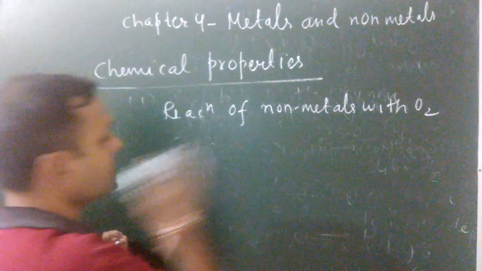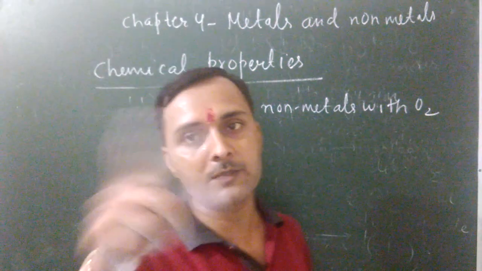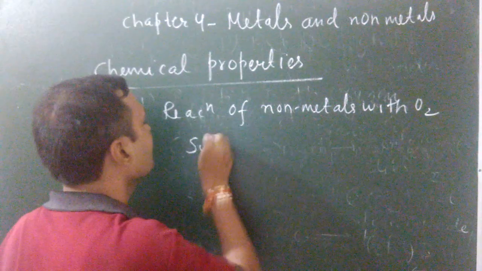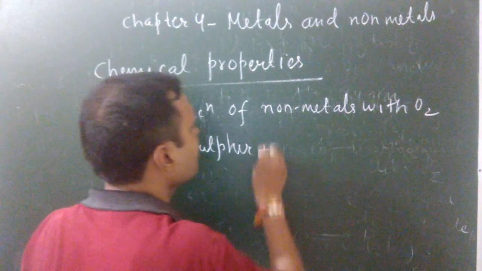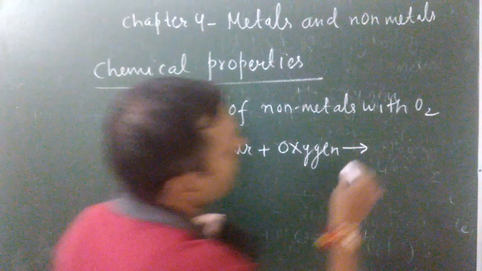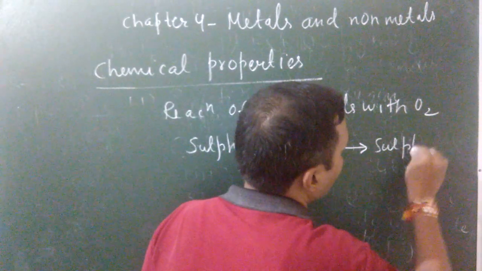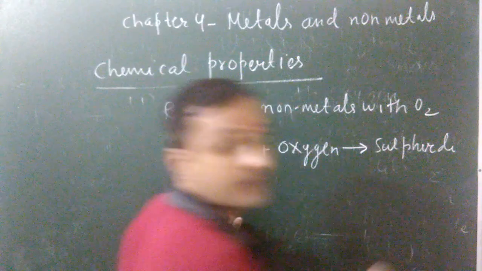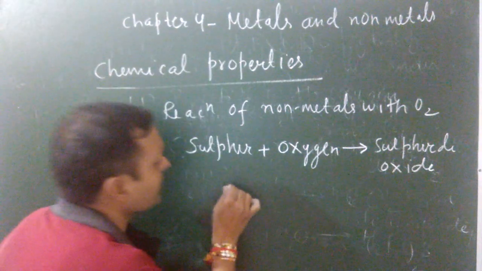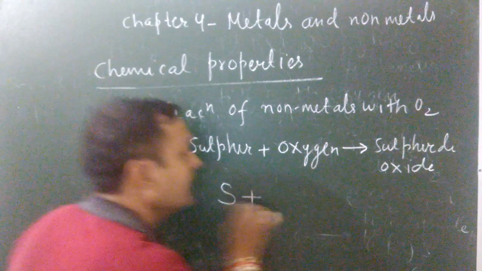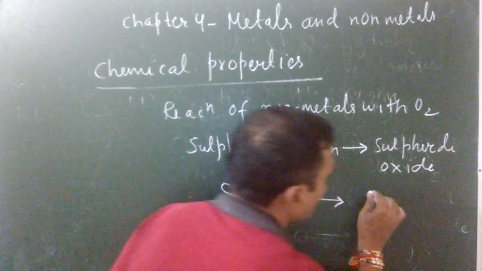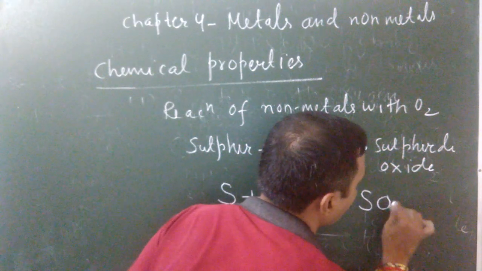Reaction of oxygen with sulfur. What is the symbol of sulfur? It is represented by capital S. Again, sulfur plus oxygen, formation of sulfur dioxide, a sulfur oxide. By symbol, sulfur is capital S and oxygen is O2, formation of SO2, that is sulfur dioxide.